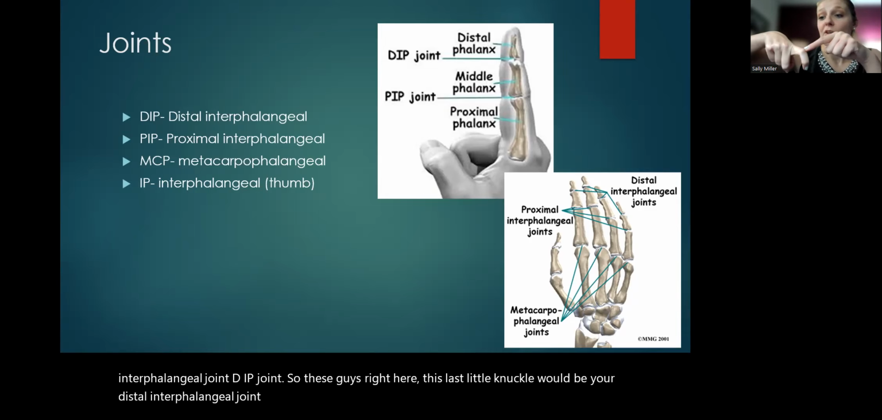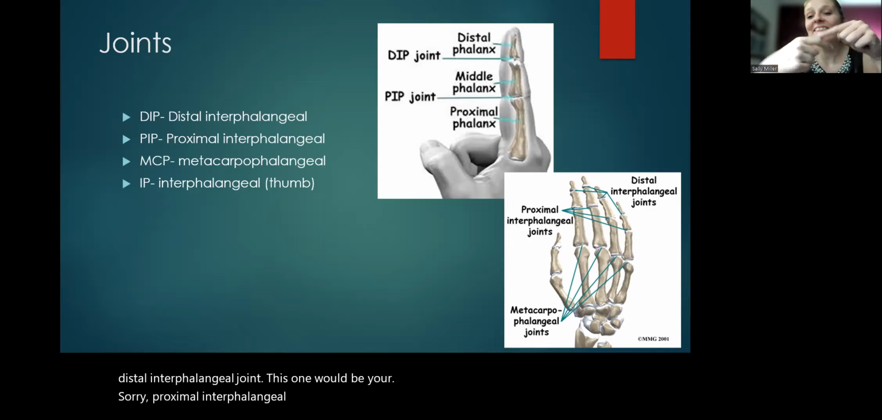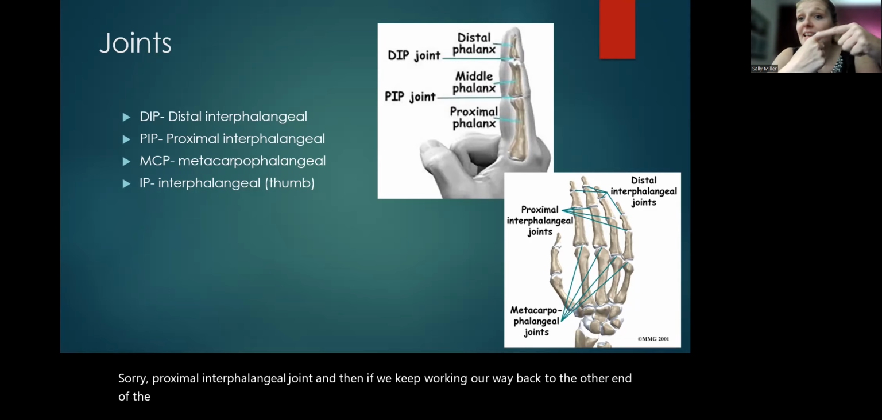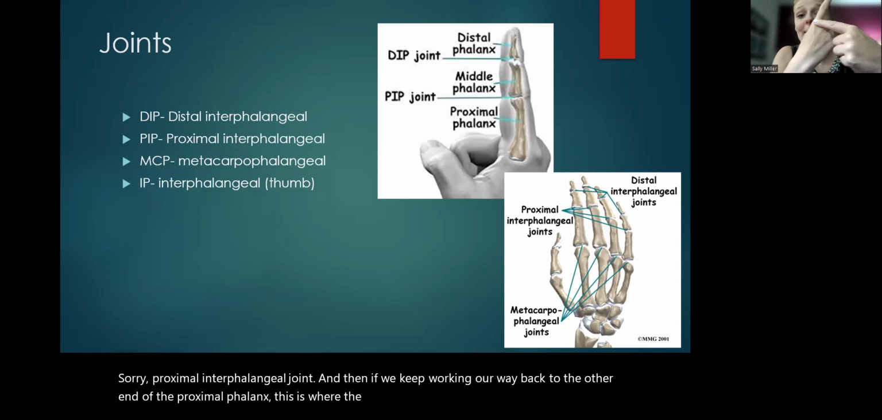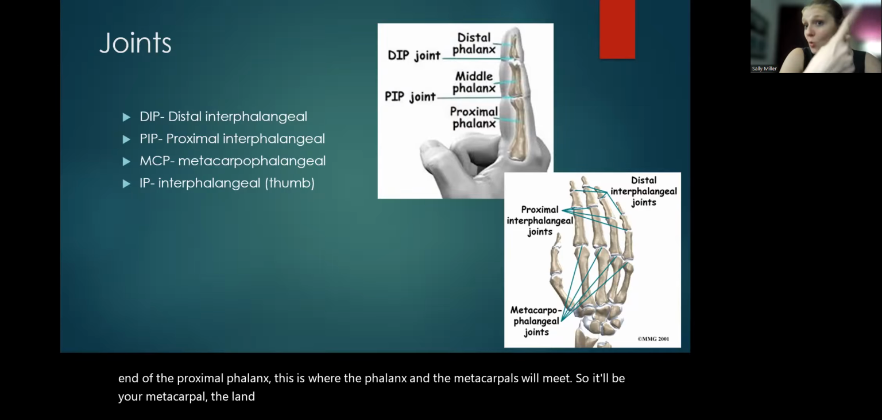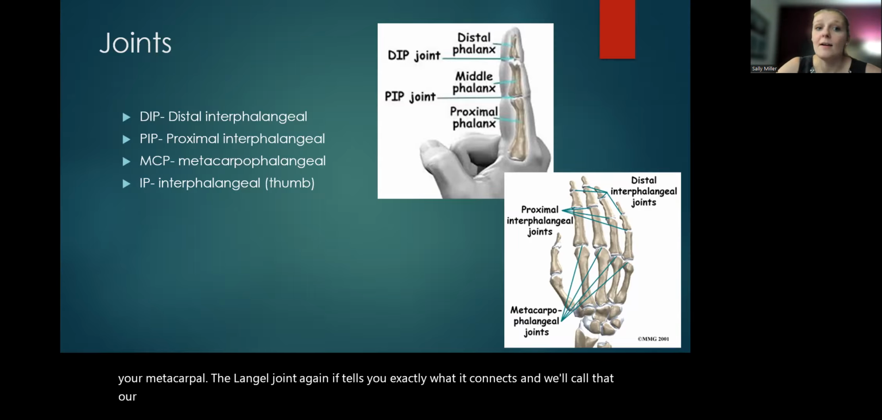This one would be your proximal interphalangeal joint. And then if we keep working our way back to that other end of the proximal phalanx, this is where the phalanx and the metacarpals will meet. So it'll be your metacarpal phalangeal joint. Again, it tells you exactly what it connects, and we'll call that our MCP joints.